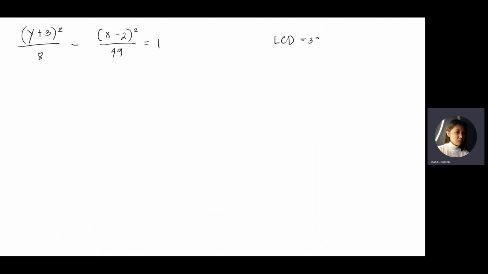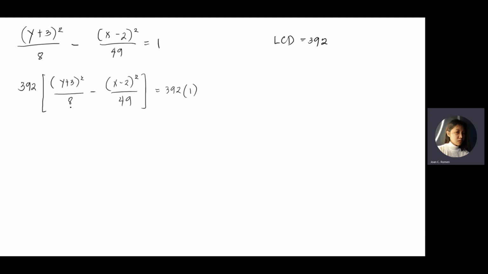So our LCD is equal to 392. So kapag meron na tayong LCD, ang sunod na po natin gagawin is multiply the LCD, which is 392, sa buong equation. Okay? Multiply by (y plus 3) squared over 8 minus (x minus 2) squared over 49 is equal to 392 multiplied by 1. And after that is simplify. Okay? So distribute this 392 to each term inside the grouping symbol.